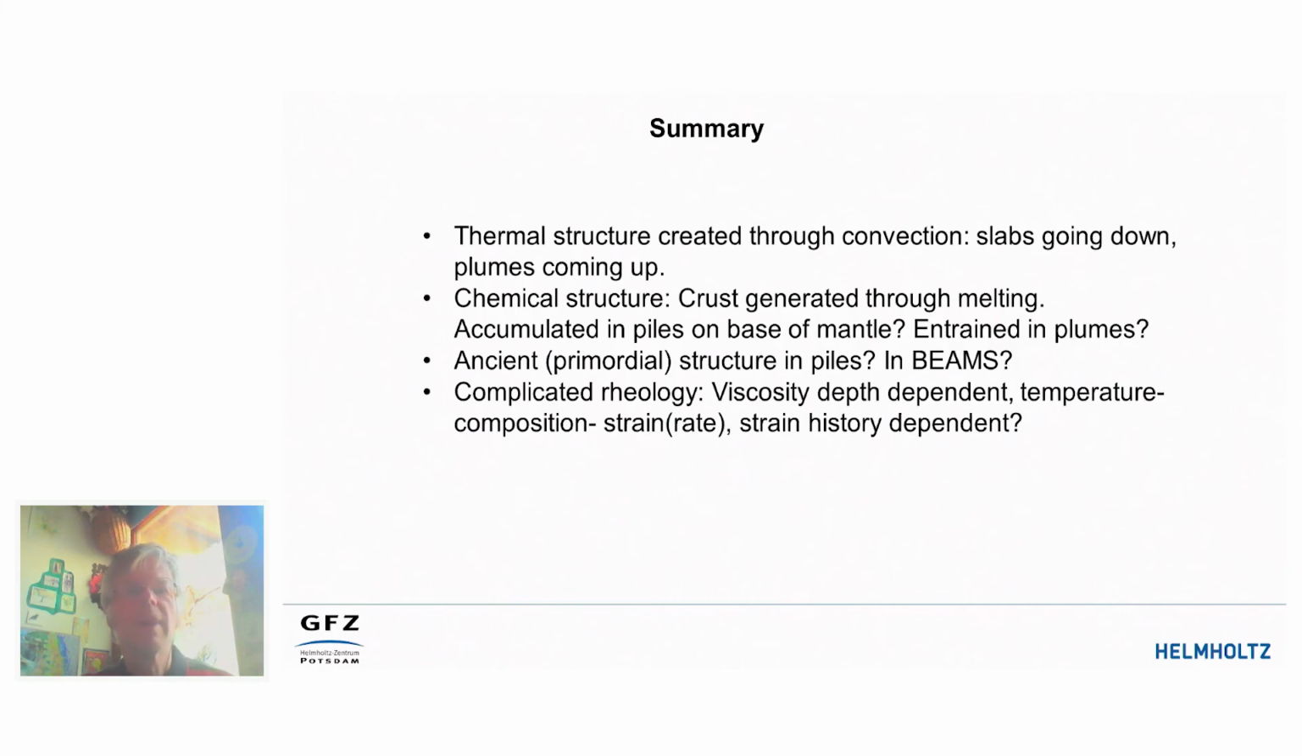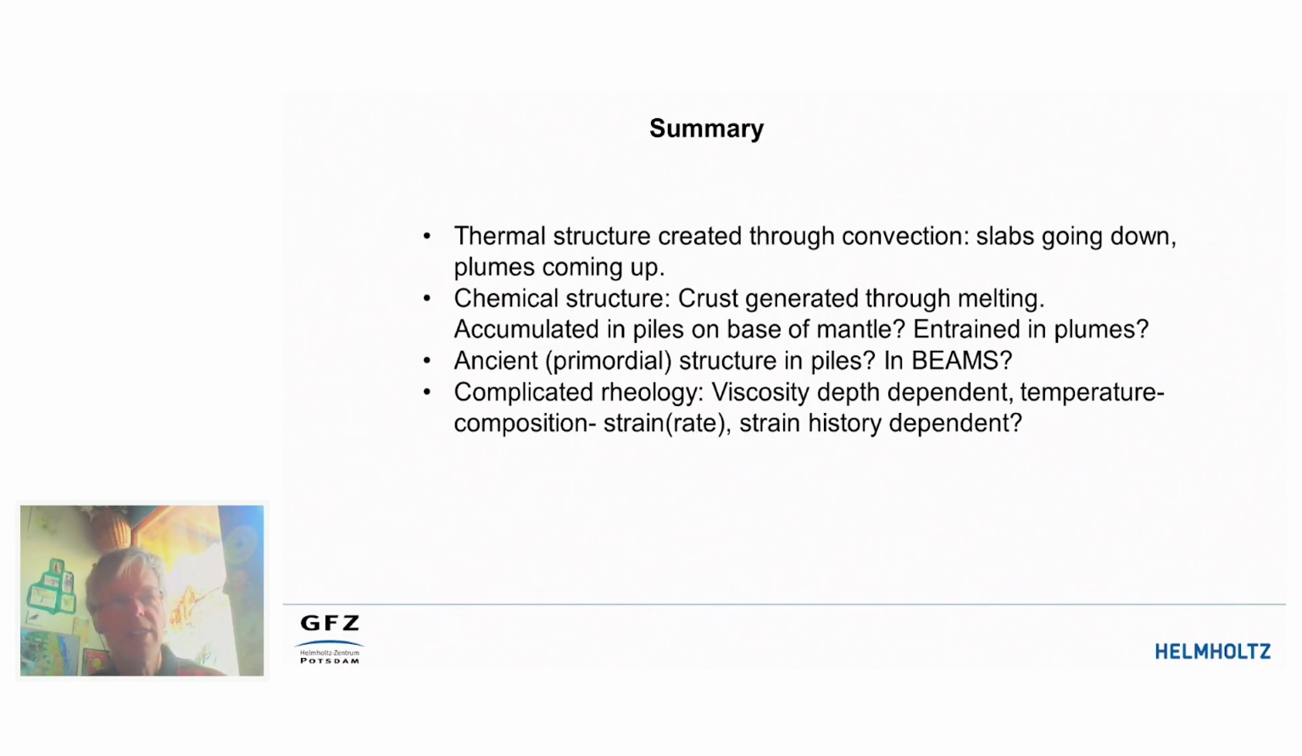Right, and then finally my summary, again: thermal structure is created through convection. What we know is slabs going down and plumes coming up, which we can be reasonably sure about. And chemical structure gets created through melting. It probably accumulates in piles at the base of the mantle, and is perhaps also entrained in mantle plumes. And some of this chemical structure may be ancient, primordial, for example in the piles, and perhaps also in these bridgmanite enriched ancient mantle structures.